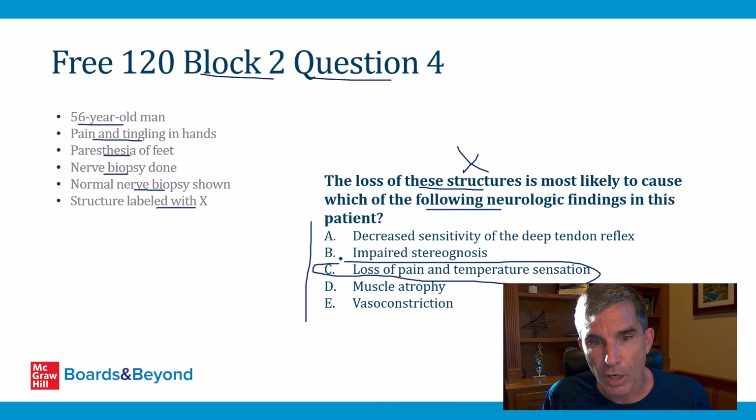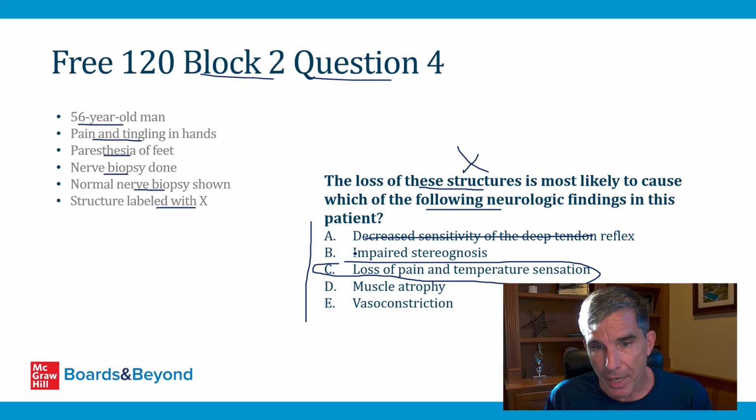All right, let's look at the wrong answer choices. Answer choice A is decreased sensitivity of the deep tendon reflex. This is not correct. You would lose your reflexes if you have damage to motor neurons, and motor neurons are large and myelinated. They are not small and unmyelinated like the ones denoted with an X in the image.